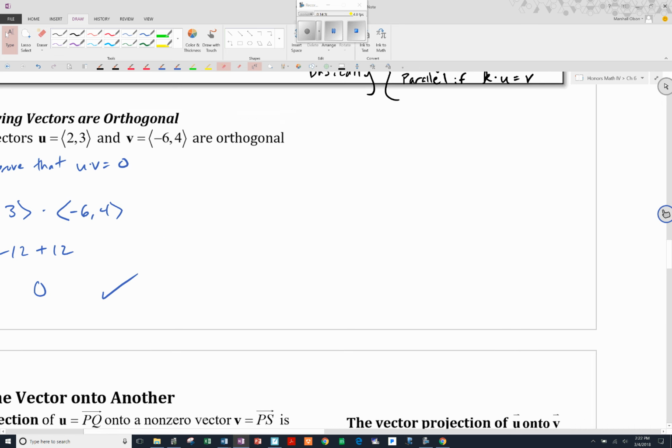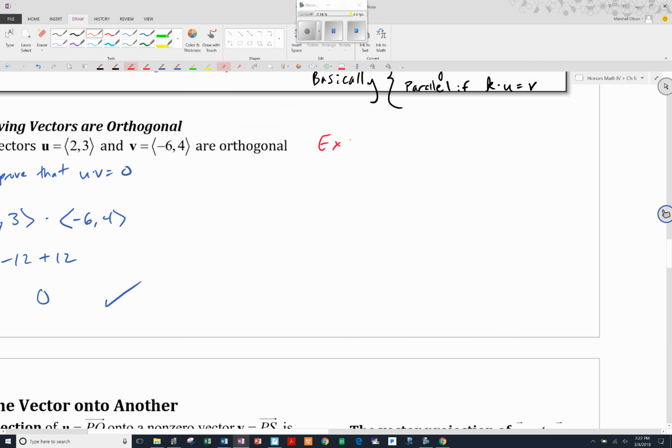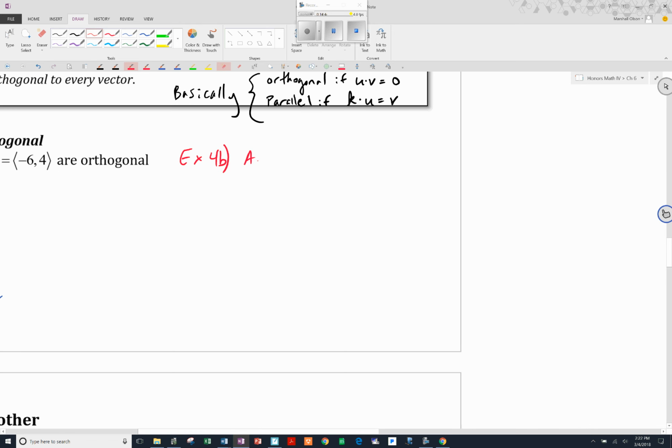I'm going to throw another example here about this same concept. This is actually a little bit more what your homework is going to be like. Call it example 4B. Here's the type of question you'll be asked. Are u, and I'll give u in component form here, let's make it 2, -7, and v, -4, 14, orthogonal, parallel, or neither? Well, the first thing I would check before I start looking at the dot product is, is one a scalar multiple of the other?